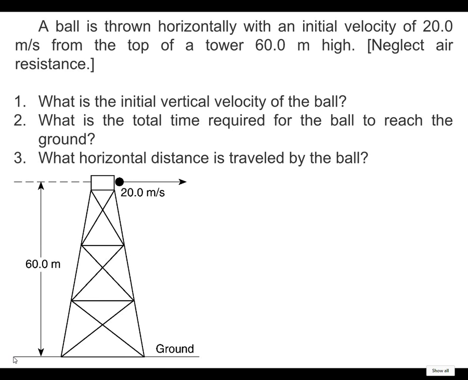Here's a typical projectile motion problem. A ball is thrown horizontally with an initial velocity of 20 meters per second from the top of a tower 60 meters high. Neglect air resistance. There are three questions we need to answer.